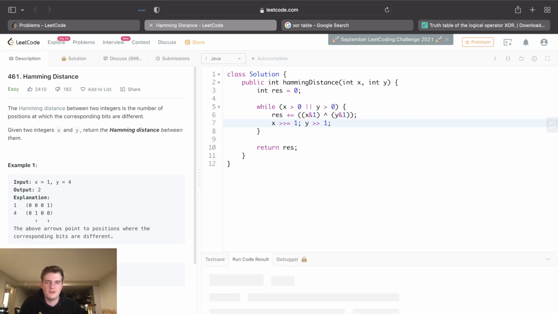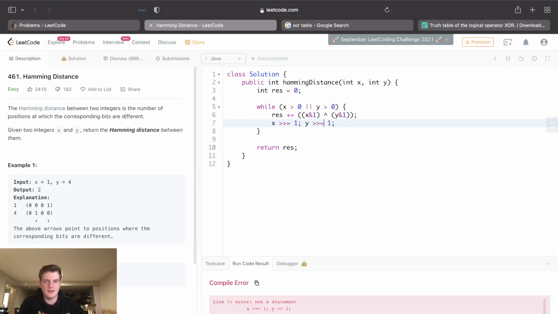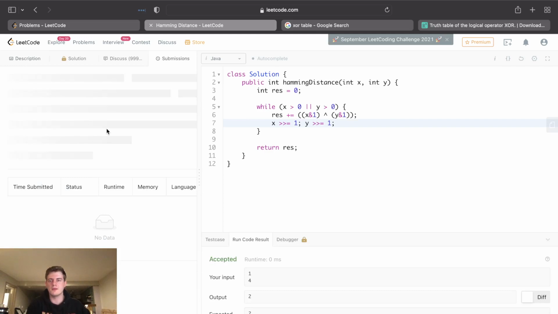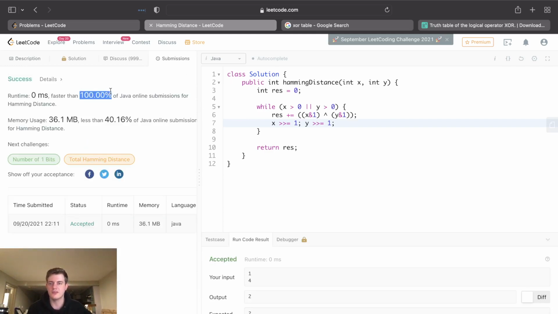So let's actually run this. And because writing it like this looks really funky, this would be just like writing it as x is equal to x right shifted by 1, right? It's like the plus equals thing. So I'm just doing right shift equals. And then let's run this again. And let's submit. So yeah, 100%, so that's pretty good.